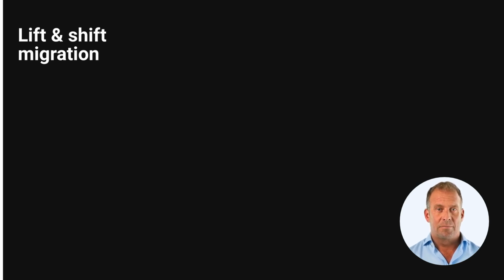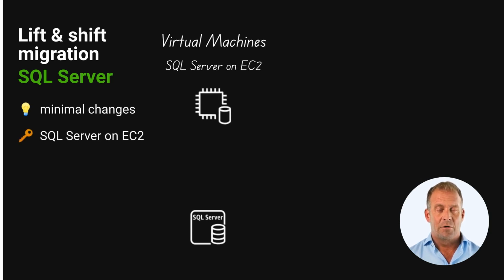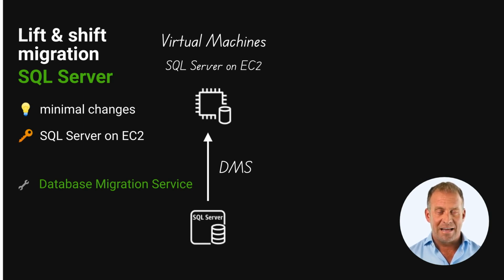In a lift and shift migration, the idea is to get up into the cloud the easy way without having to change anything. Let's start with your database. Here's your SQL Server on-prem. How do you get it into the cloud? Well, you've got two choices. One, if you like virtual machines, you can run SQL Server on EC2. But how do you bust out of on-prem and get it there? With the Database Migration Service. DMS will do the heavy lifting for you. It's a fast and secure migration with minimal downtime and zero data loss.